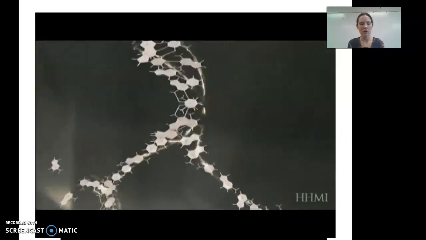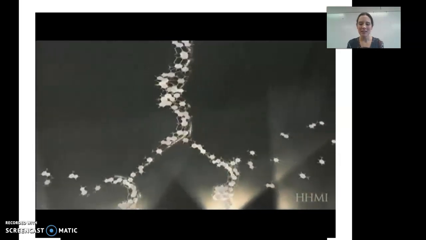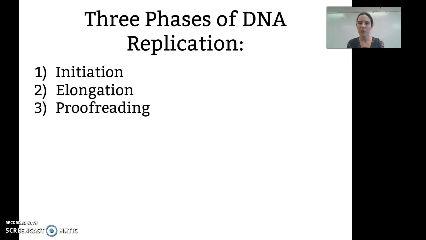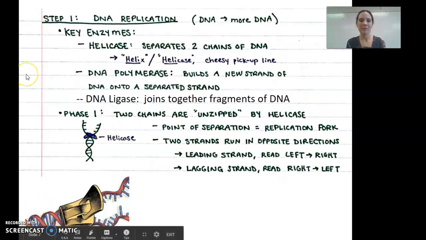Unfortunately, it does not always work that smoothly in biology, and DNA is no exception. Ideally, this would be the way it would go, but we have some challenges to overcome. There are 3 phases of DNA replication that we're going to go over today: initiation, elongation, and then proofreading. During that initiation step, or the first step, we're going to involve a bunch of key enzymes here. The key enzymes throughout all of DNA replication are helicase, polymerase, and ligase.